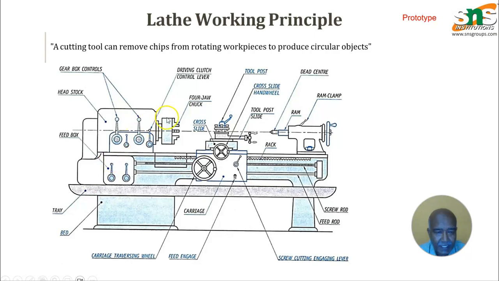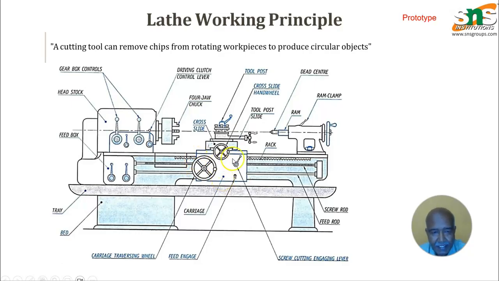In the headstock, the working part is held in the chuck. The headstock contains the gearbox, controls, and driving clutches, and the chuck is placed there. It may be a 4-jaw chuck or a 3-jaw chuck. This is the main part of the headstock, and the next one is the tool post. Then come the components of the carriage.